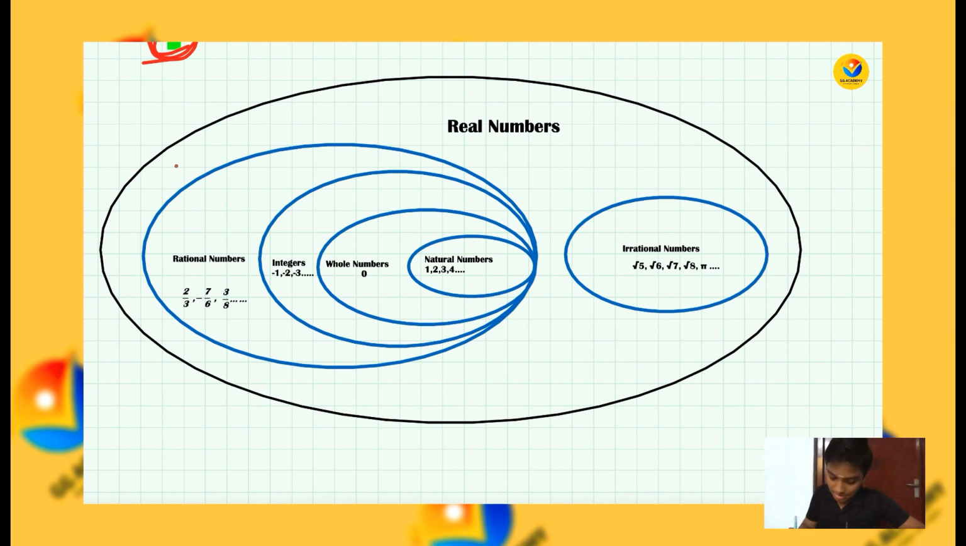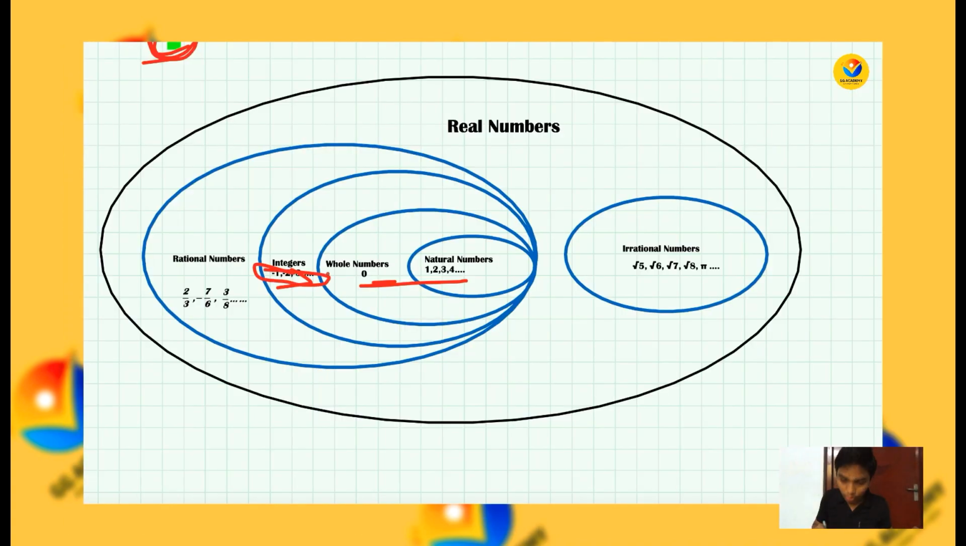Natural numbers means the numbers which start from 1 and go on, 2, 3, 4, 5, 6, till infinity. And whole numbers are nothing but 0 plus the natural numbers. That is, if we include 0 in the natural numbers, then it is called whole numbers. And if you include all the negative numbers like -1, -2, -3 till minus infinity in that set of whole numbers, then we get what is called integers. You have to understand this very well.